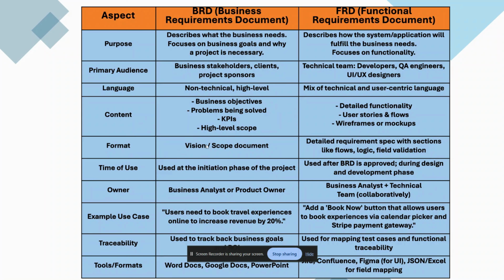The format of a BRD is a vision and scope document, that this is my vision of this project, and this is what is required, and how the product will go ahead. In FRD, it's a detailed requirement spec with sections like flows, logic, and field validation, that if there is an email, then the email should be validated, that the field entered is always a mail ID.